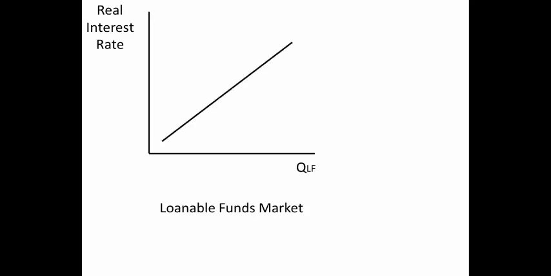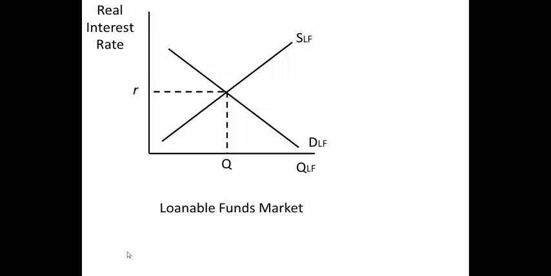You have the supply of loanable funds labeled S sub LF, and you have the demand for loanable funds labeled D sub LF. Wherever supply and demand of loanable funds meet, then that is the real interest rate labeled with a cursive R, and that is then the quantity of loanable funds on the X-axis.